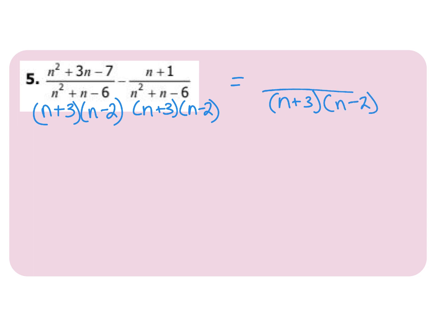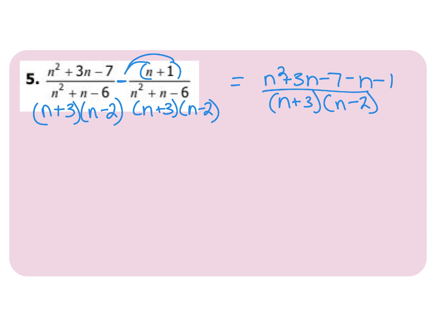And I can just subtract going across. So n squared plus 3n minus 7, minus n plus 1. Notice that subtraction sign there. That means we are subtracting this whole thing, so that negative needs to be distributed out. So we're left with n squared plus 3n minus 7 minus n minus 1 on top.